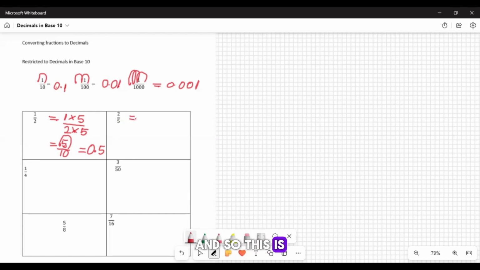Let's consider this. With this, the denominator is 5 and we can get 10 in here. And so this is the same as 2 multiplied by 2 over 5 multiplied by 2. You realize that in essence, what I have done is just to multiply by 1. 5 over 5 is 1. 2 over 2 is 1. So I get back my fraction. So this will give you 4 over 10. And you move it once and you say that this is 0.4.